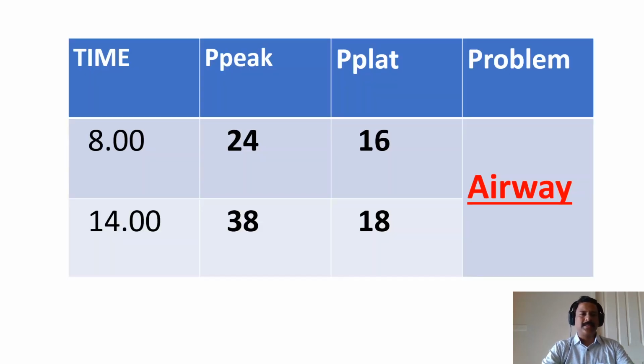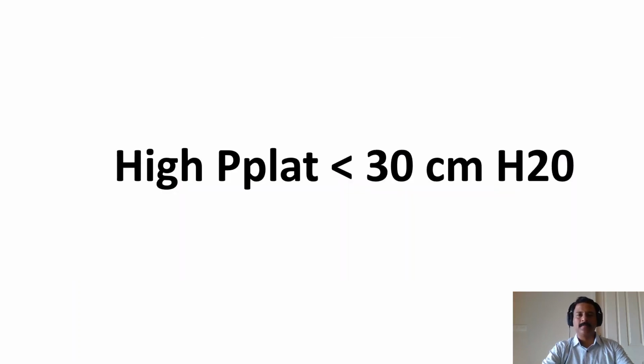So this is an example. At 8 a.m. the patient P peak was 24, was okay. We had a P plat of 16, that was okay. And around 2 o'clock we repeated it, and we saw in the ventilator the peak increased to 38. So it is an increase from 24 to 38. So the P peak is increased. The P plateau is reading 18, so it is almost within the normal, it's not much increase. So we are having a case where we are having a high peak pressure with almost normal plateau pressure. So again the problem is going to be your airway.